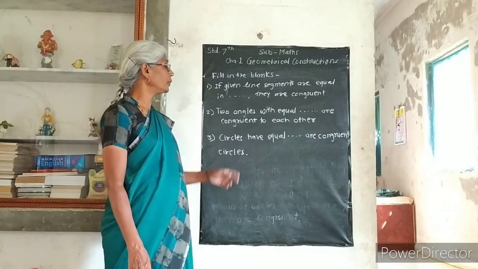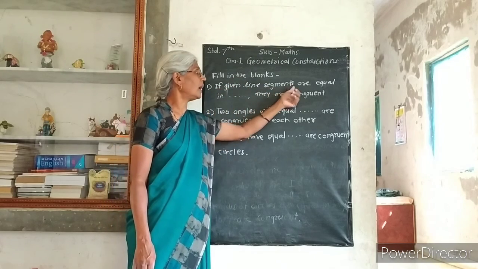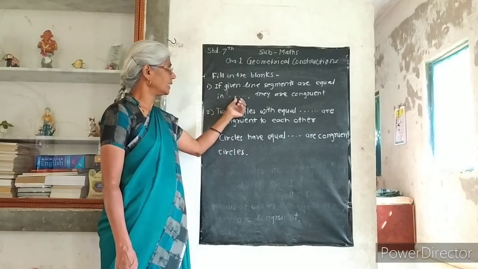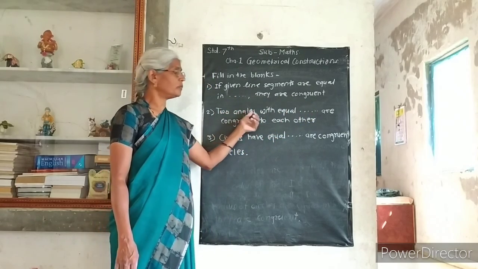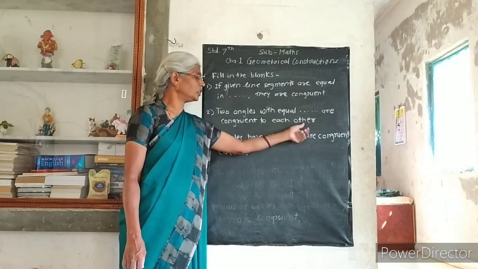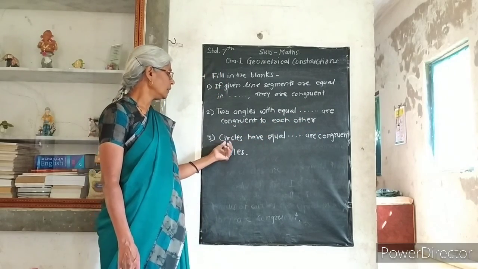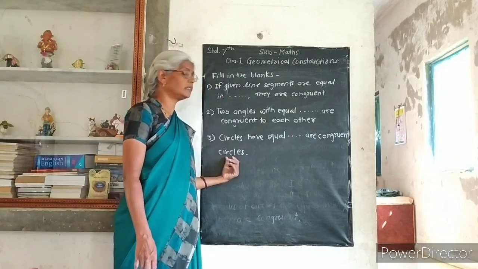Then the homework for you: fill in the blanks. First, if given line segments are equal in dash dash, they are congruent. Second, two angles with equal dash dash are congruent to each other. And third one, circles that have equal dash dash are congruent circles.